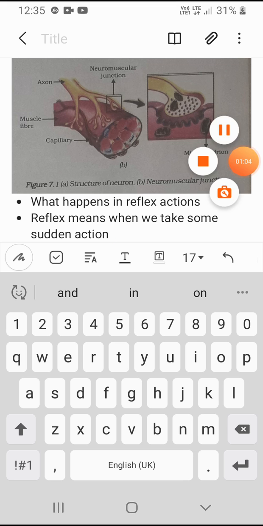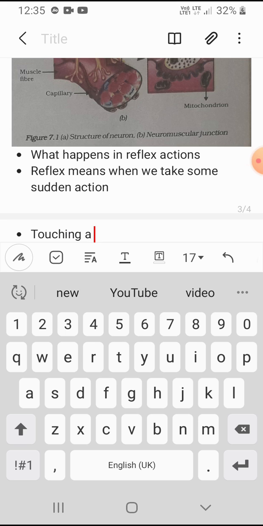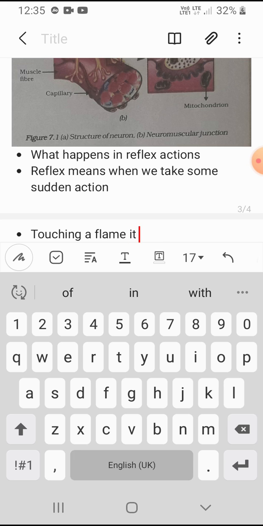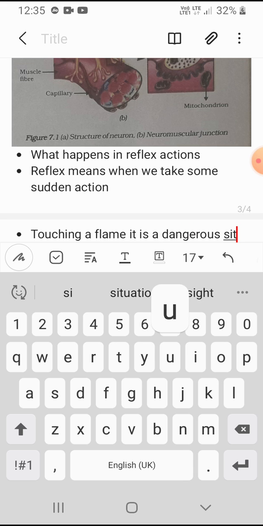That is also called the reflex action or reflex. Let us take one example. What happens when you are touching an animal, or when you are touching a flame? When you are touching a flame, it is a dangerous situation, because if you touch that, your hand may burn.